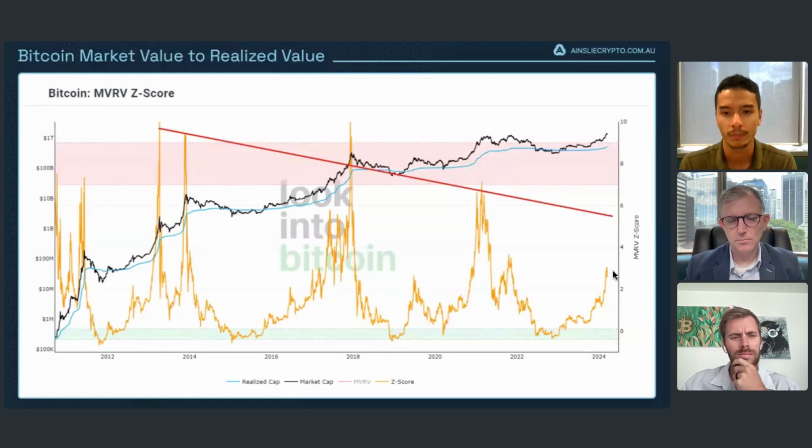But I think what's really good about this is where we are now: if we start to consolidate now, we could push that realized price up higher to give us a better basis to push forward more. So looking at that, it's perfect.